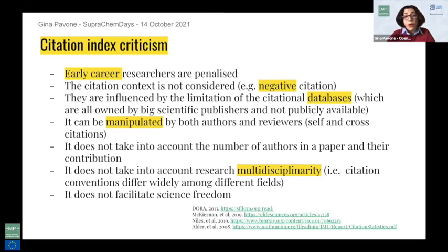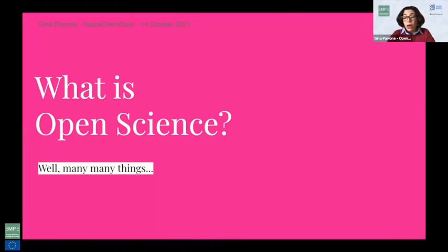And well, the problem with them is that, I'm not going to delve into that, but early careers are really penalized, and in particular indexes are based on data that we cannot access. They are private databases. So, for example, we cannot check those data or reuse them in a different way. So open science wants to address all these problems, and there are solutions already running, which I'm going to show you.